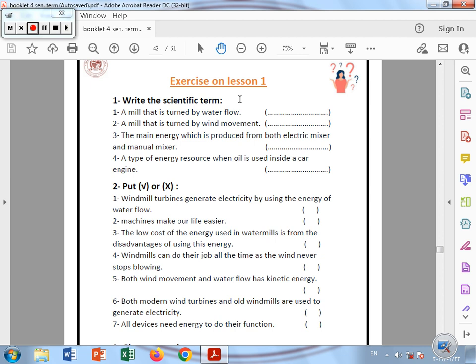Number 4, a type of energy resource when the oil is used inside a car engine. When we use the oil inside the car engine, the energy is produced or comes out from the oil, and this type of energy is non-renewable energy.